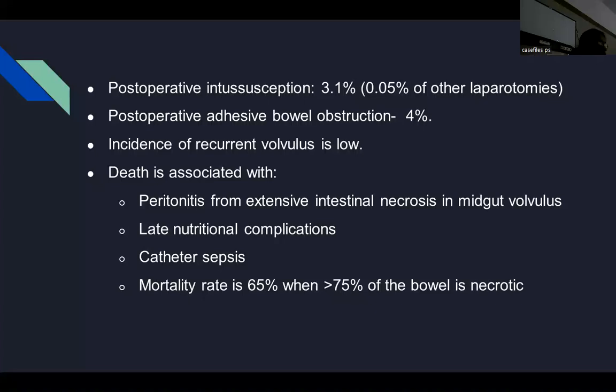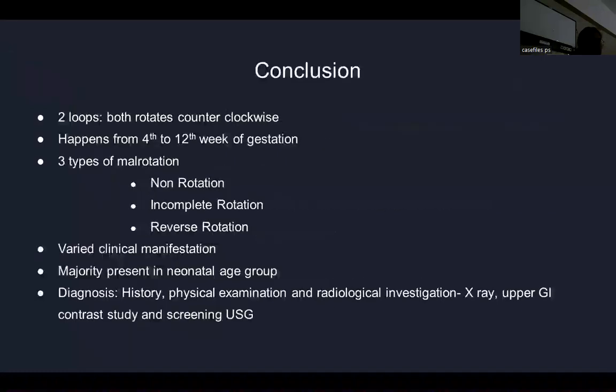Coming to death, mortality is usually not there. However, the patient may present at the later stage of midgut volvulus with peritonitis, and if there is extensive intestinal necrosis, there can be death in these patients. It can also be related to nutritional complications, or if the patient is dependent on parenteral nutrition, the death can be because of sepsis, catheter-related or other nutritional complications.